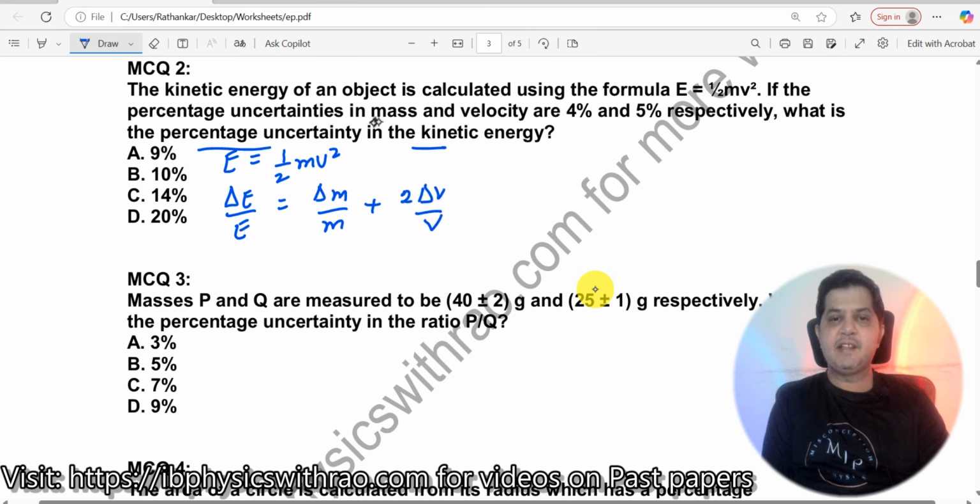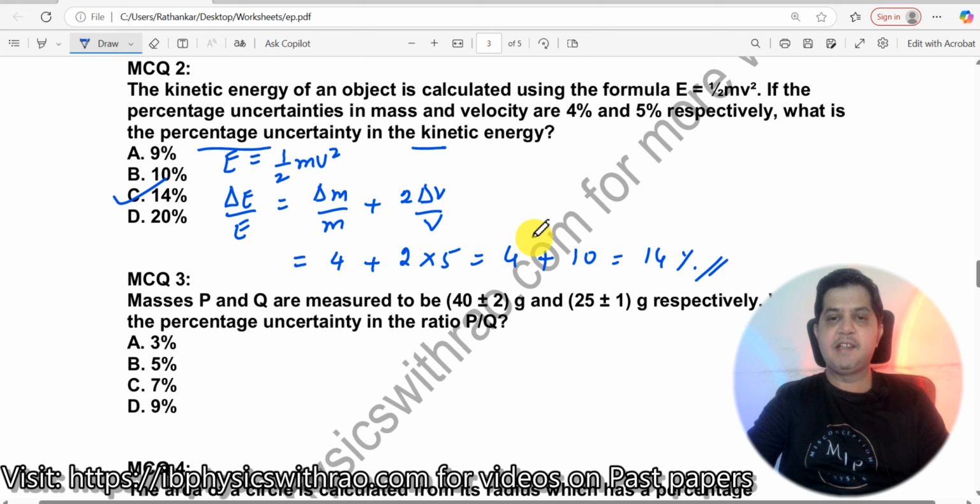Now what is the percentage uncertainty in mass? It is 4% and velocity it is 5%. So I'll just substitute this value. So delta m by m I'll write this as 4 and delta v by v is 5. See to it that there is a 2 here multiplied by 5, which should now be equal to 4 plus 2 into 5 is 10, which should now be equal to 14%. The answer is C. Okay, let us move on to the next question.